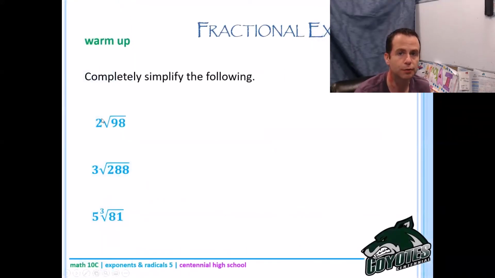I want you to completely simplify the following. So we're looking at 2 root 98. I would love it if you paused me and just tried these three by yourself first, and then come back and take a look at my answers, okay? Remember, you're looking for a perfect square factor of 98. That one happens to be 49. So we break the 98 into 49 times 2. And then the root of 49 is 7. So then the 7 times 2 is what gives me the 14 that you see there.